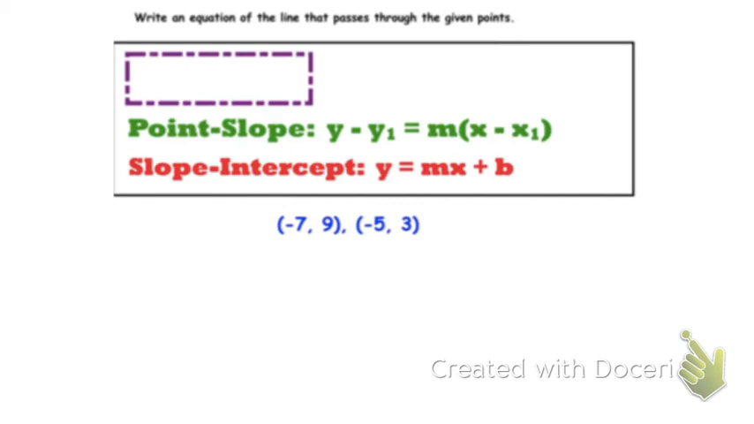These are two points. Can we find the slope between two points? Yes. So if we found the slope, would we then have the slope and the point to do point slope? So we have to find the slope. We have one extra step.